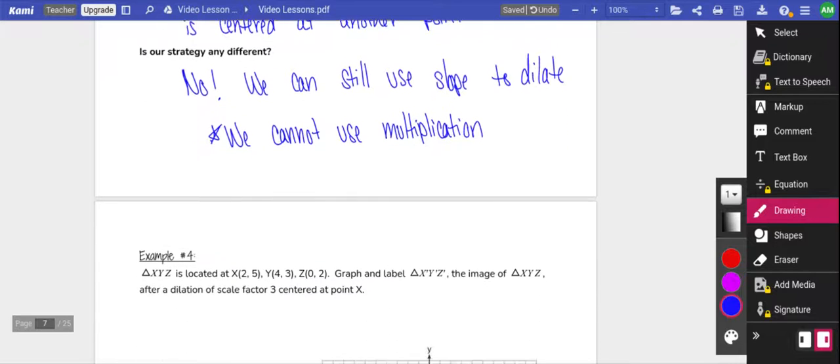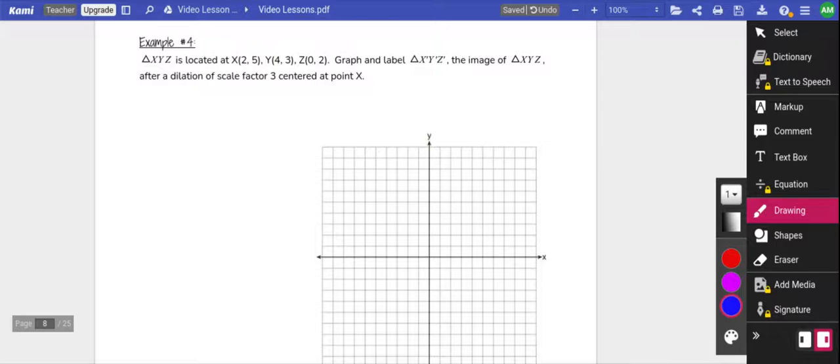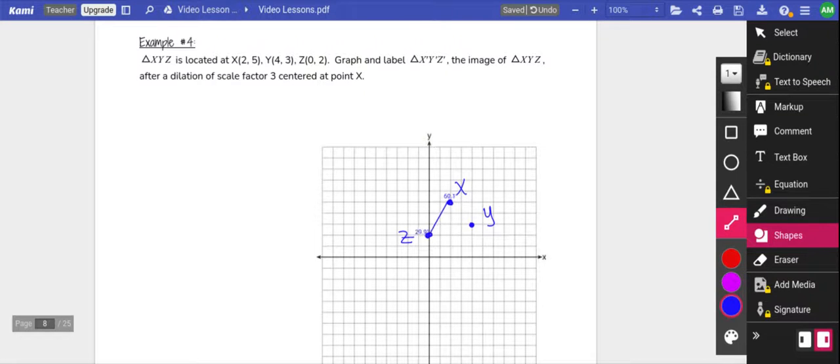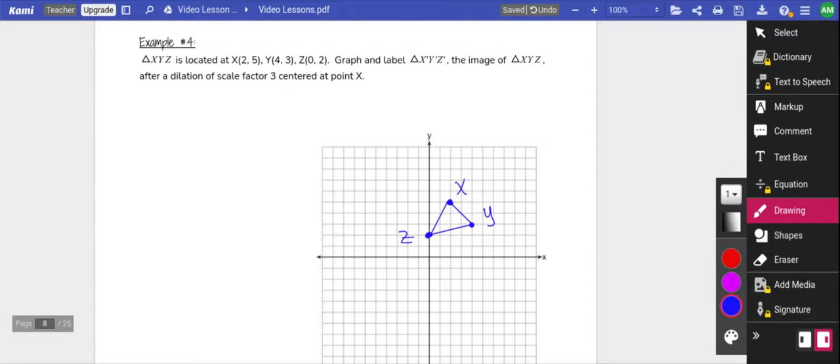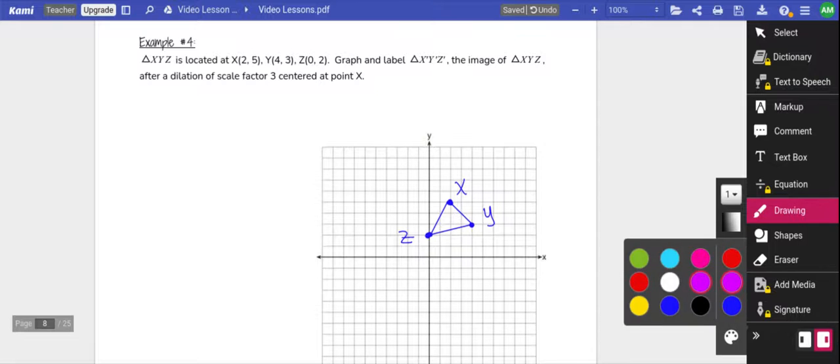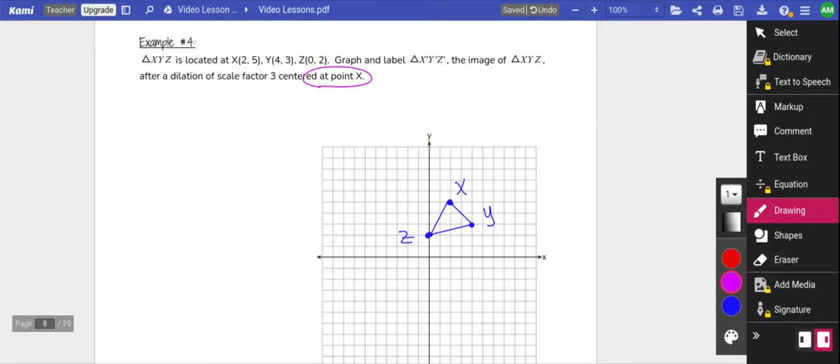All right, we're going to do one more. Triangle XYZ is located at X (2, 5), Y (4, 3), and Z (0, 2). And I'm going to just graph and label the coordinates of X prime, Y prime, Z prime, the image of XYZ after a dilation scale factor 3, centered at point X.